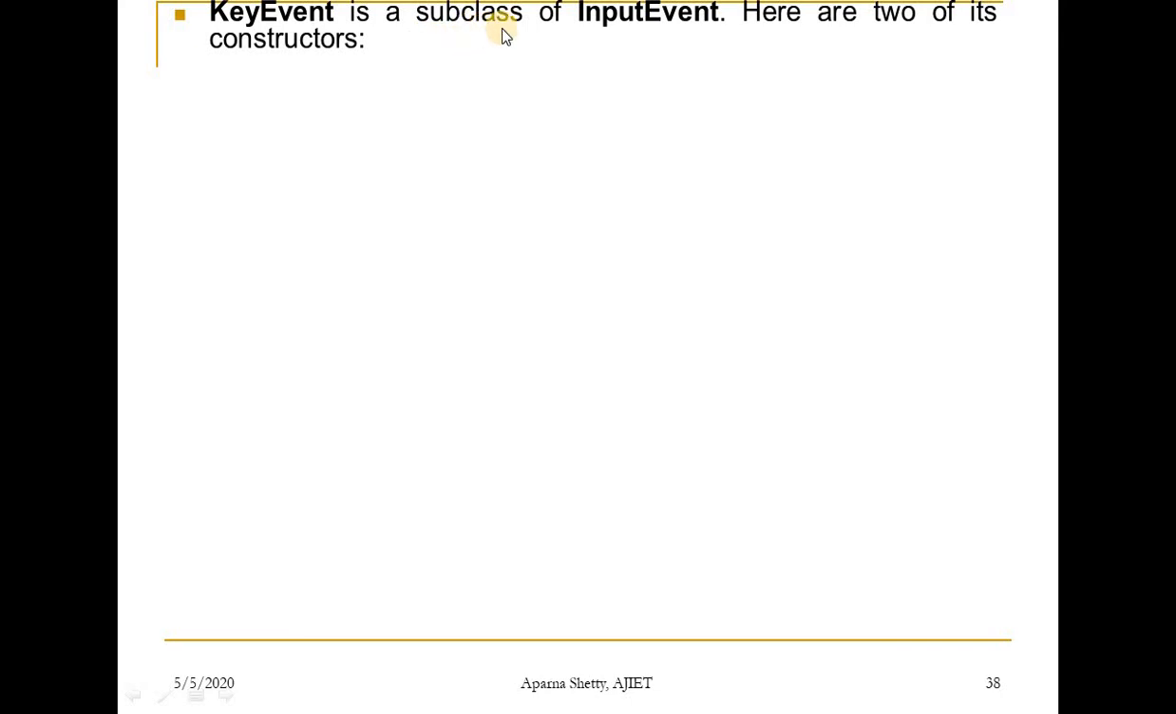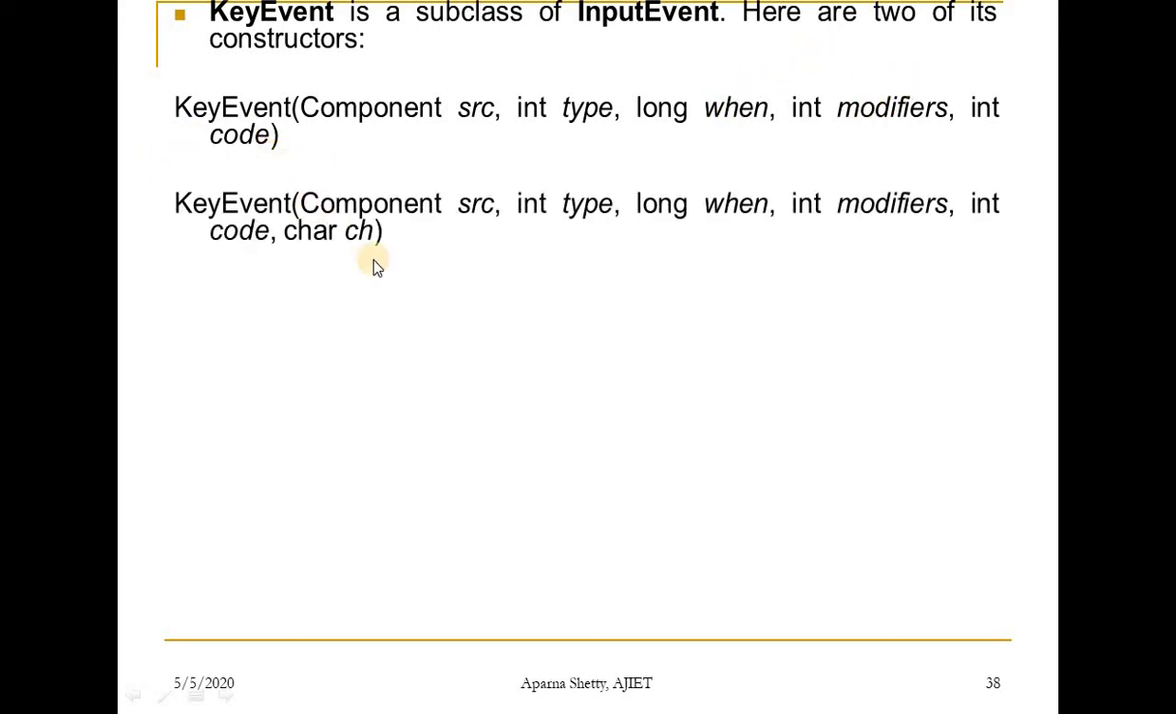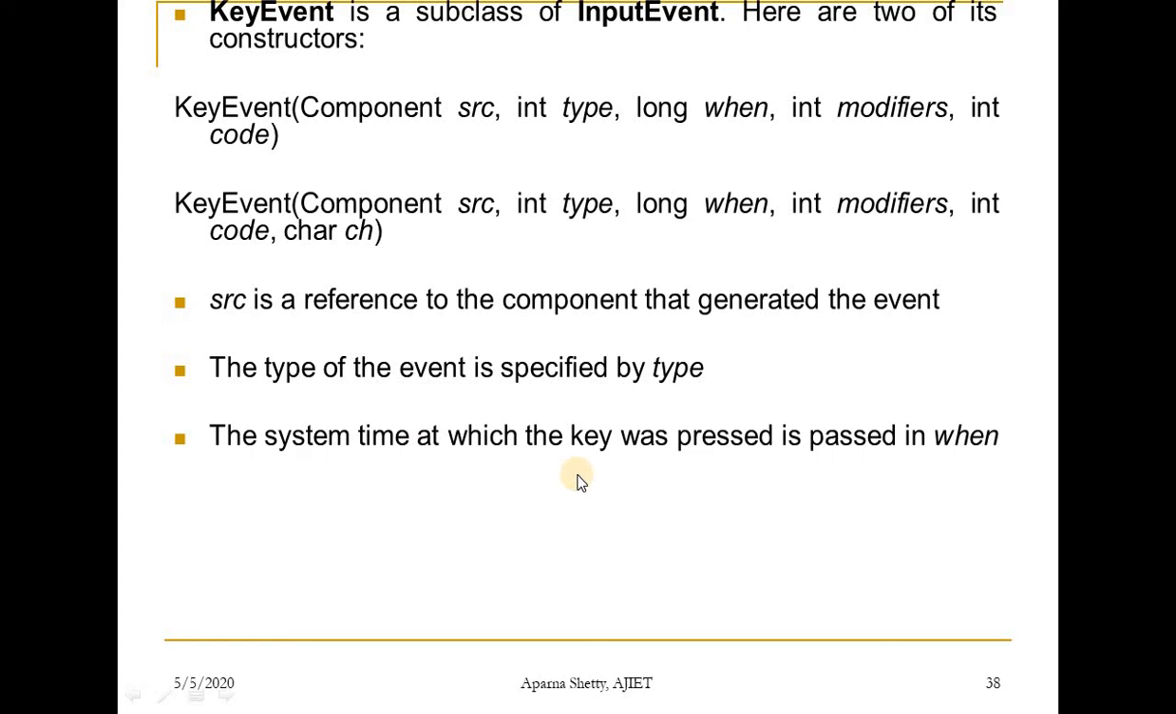The key event is a subclass of an input event. Here are the two constructors of it. The first constructor takes parameters source, type, when, modifier, code. The second constructor takes source, type, when, modifier, code and a character ch as a parameter. Source is a reference to the component that generated the event. The type of the event is specified by type. The system time at which the key was pressed is passed in when.